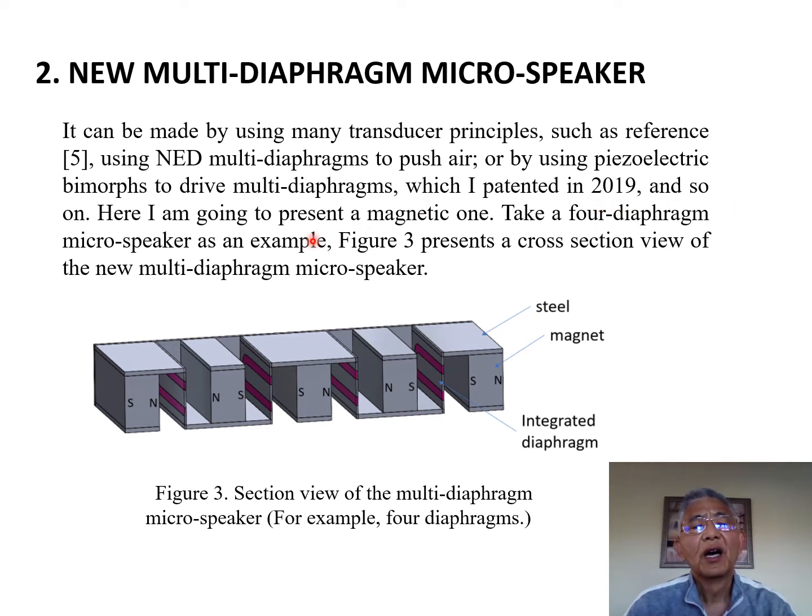Here is one solution I want to talk about today, a magnetic one. I took 4 diaphragms as an example, and Figure 3 is a cross-section view of the multiple diaphragm speaker. This is the magnet, 5 magnets, 4 diaphragms in the 4 air gaps. And this is the metal frame. The sound is radiated from the 4 slits.